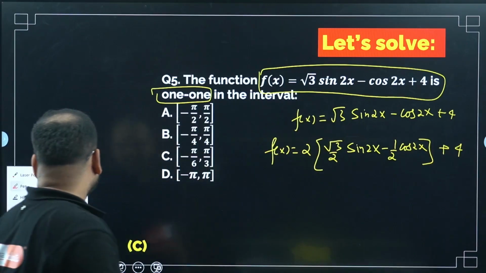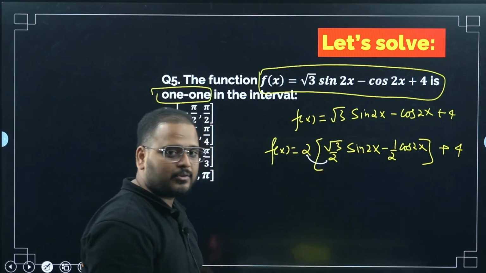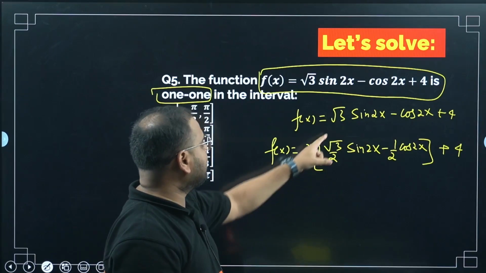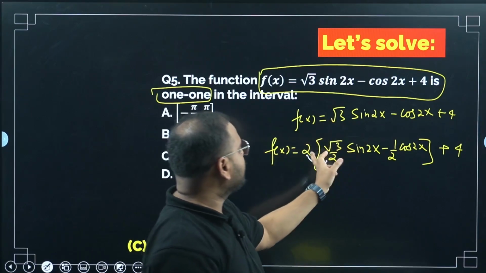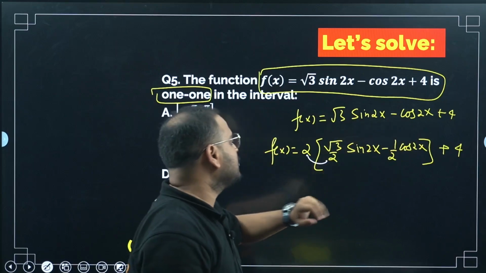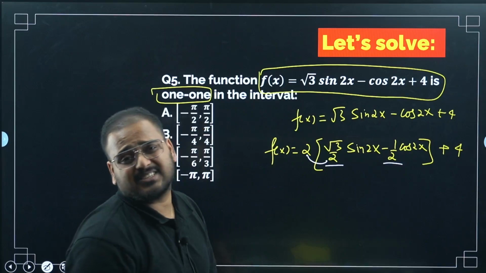Why did you do that? Check here: 2 into √3 by 2, the 2 in numerator and 2 in denominator cancel each other, only √3 is left. 2 into minus 1 by 2 is just minus 1, only the minus sign is there. So that is why I took 2 in the denominator here and here.